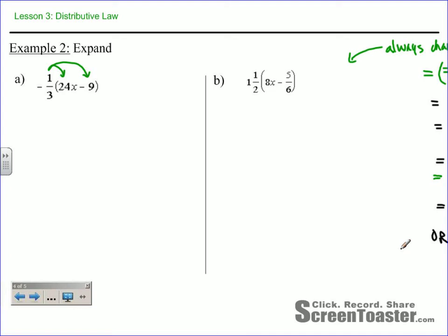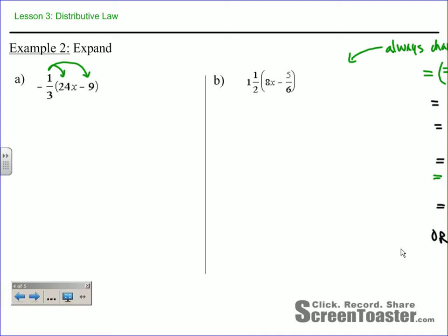We're going to take the number that's in front, multiply it with all the terms inside. Our thinking for pluses and minuses in between is going to be the same. The only thing that's going to be different is that when we're multiplying the numbers together, they're fractions, so we're just going to be multiplying fractions together. So if you take a look at the first one, you've got negative 1/3 times 24x minus 9.